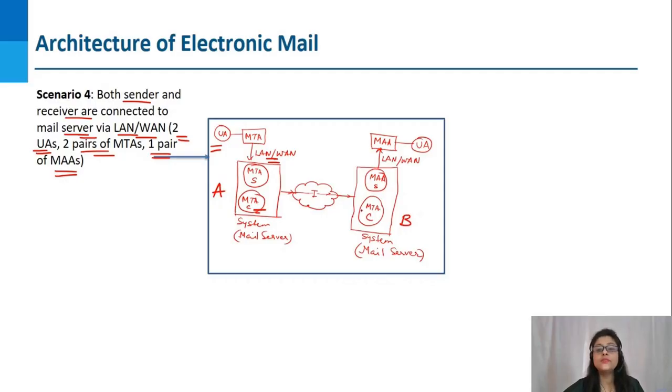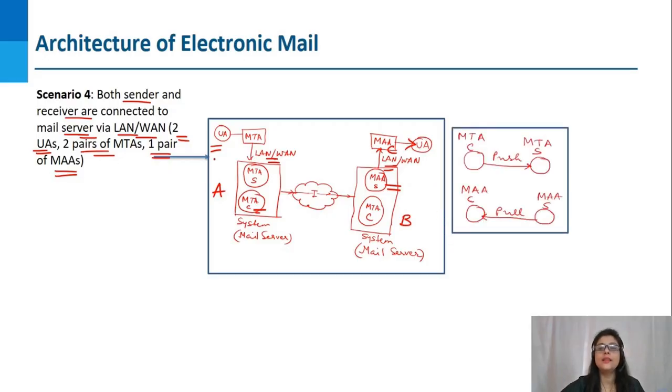So the client retrieves the mail and then it goes to the message access agent. This message access agent will transfer it via the LAN and WAN to its client. So this is the MAA server. This will be the MAA client, and from there it can go to the user agent of side B. So these are the 4 scenarios which explain the architecture of electronic mail. We can see that this is very complex in nature.